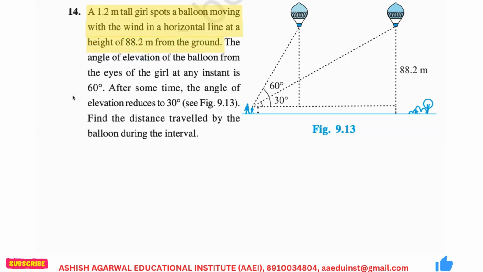This data we need to understand: the height of the girl, this is the girl's height, is 1.2 meter. And the balloon is at a height of 88.2 from the ground. So the total height of the balloon from this point to this point is 88.2 meter. But let us not forget that this much is how much? 1.2 meter. While solving the sum, we'll understand that this lower part is 1.2 meter, and from the remaining upper part we have to subtract 1.2 from 88.2.